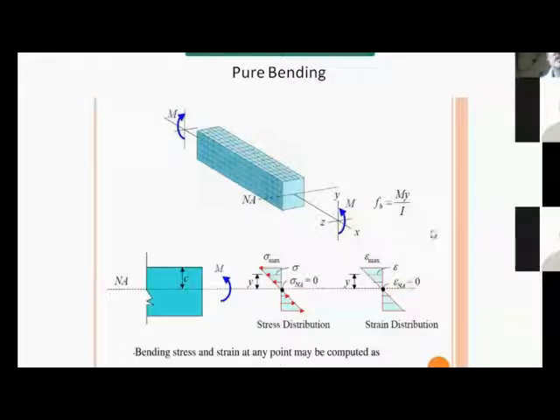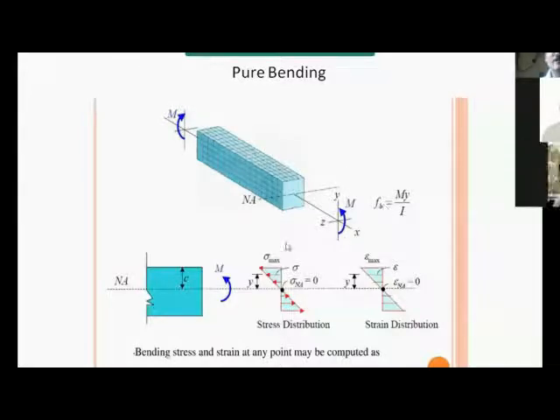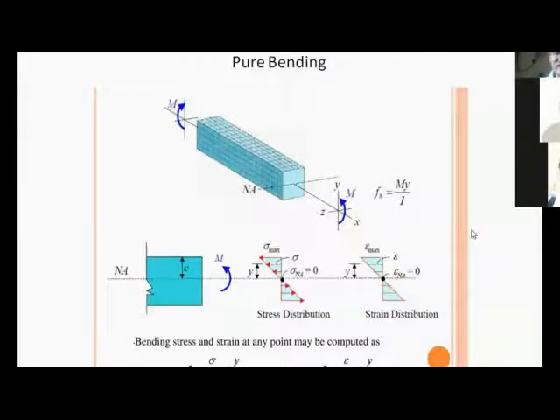So M by I into y is the bending stress when the moment is acting in the vertical plane, that is about the z-axis. Now we'll go to what is unsymmetrical bending.